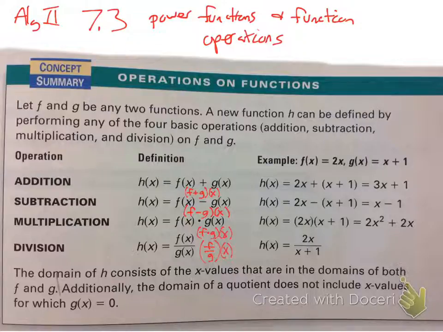Additionally, the domain of the quotient, the dividing one, also says you can't have the bottom ever equal 0 on a fraction, right? So therefore, it still includes the x values that you're allowed to put in f of x and g of x, but then also one more restriction. It's not that x can't be 0, it's that the function g of x can't be 0. Because if you make g of x equal 0, then you're dividing that fraction by 0.